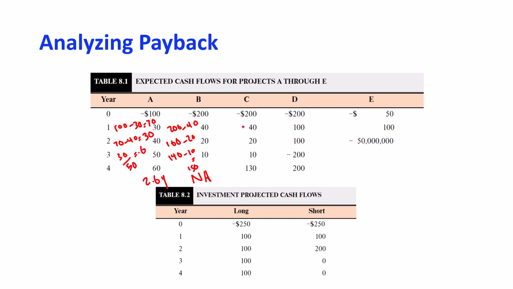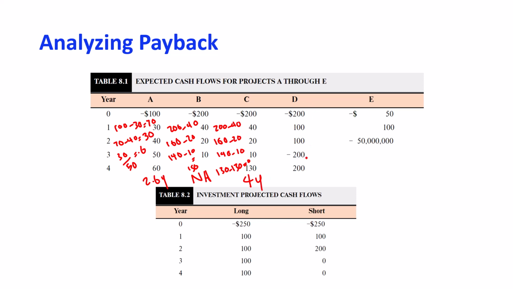In the next one, in C, the payback period is 200 minus 40, which is 160, and then 160 minus 20, which is 140, 140 minus 10, which is 130, and then 130 minus 130 is 0. So this project pays back in exactly 4 years.